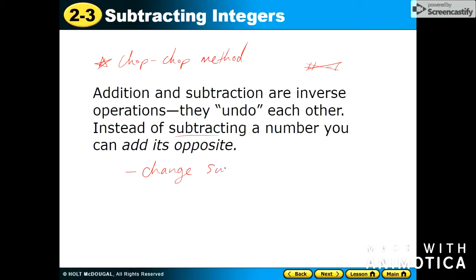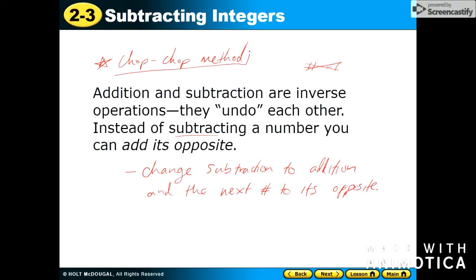Change subtraction to addition, and the next number to its opposite. Okay, so change subtraction to addition and the next number to its opposite. That is what I call the chop method. And I think this is the best method for subtracting integers. I've seen hundreds of students do it, and this is typically the best way.